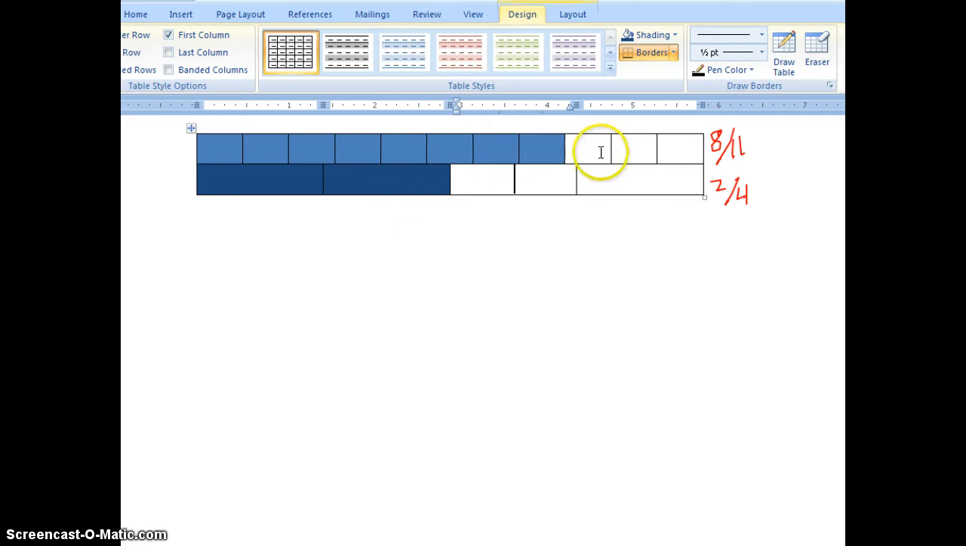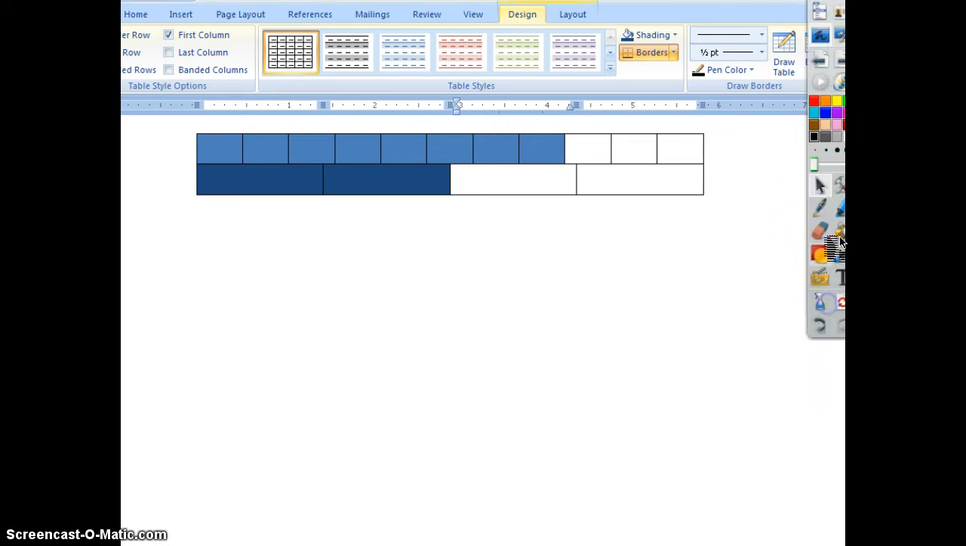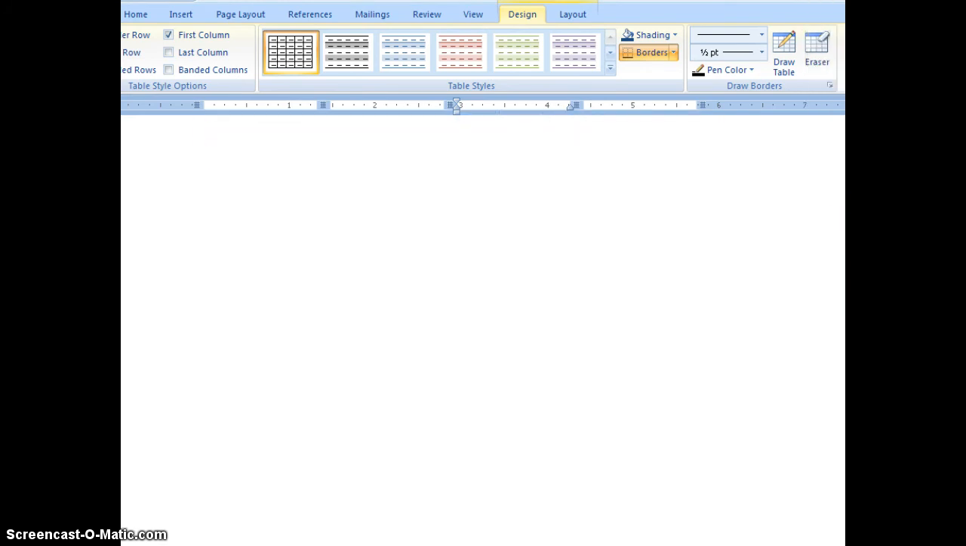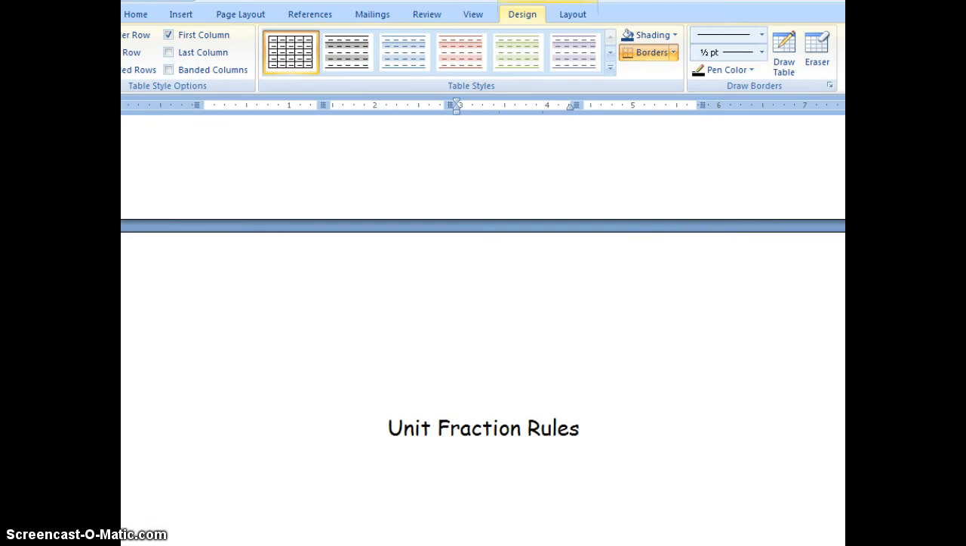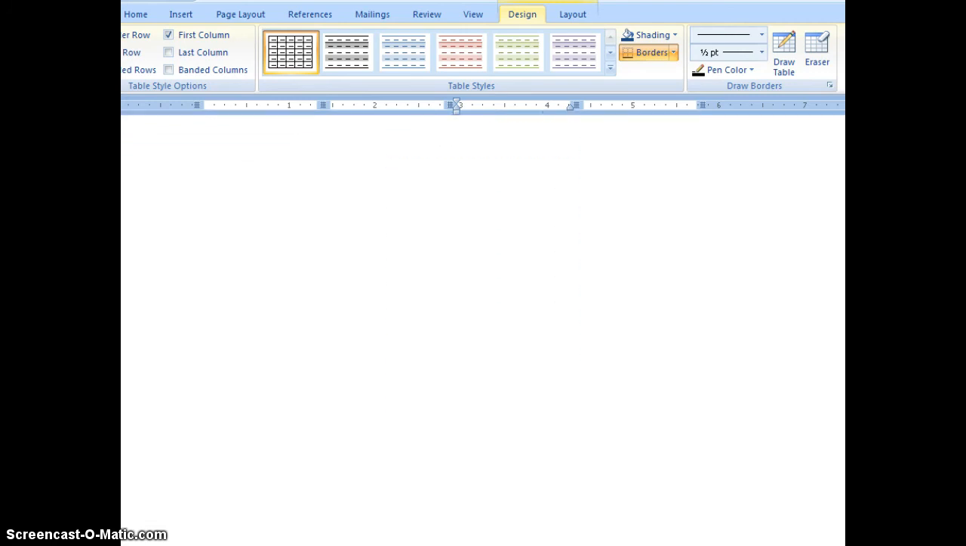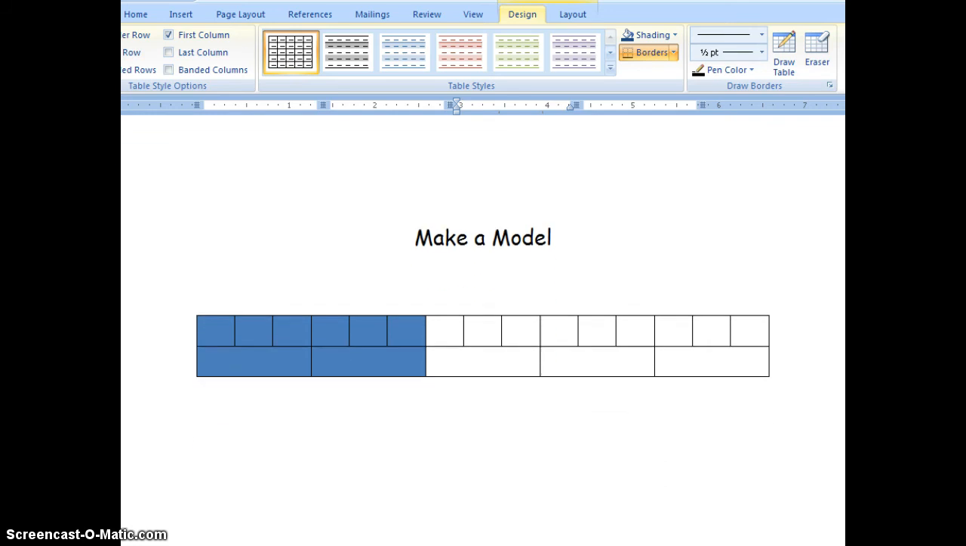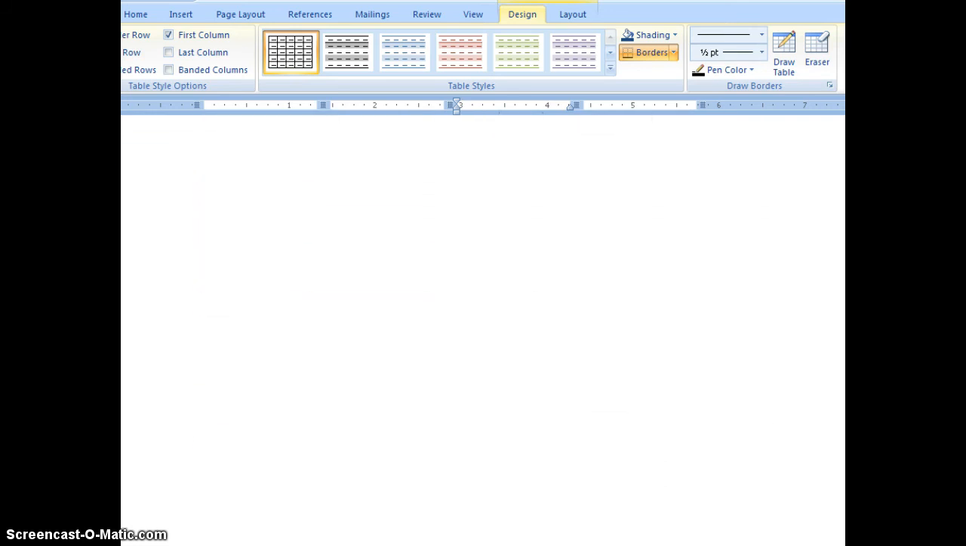And here it's obvious that 8/11 is greater because you've got all this part here that's greater. So 8/11 would be greater than 2/4. So a model would be one way that you could do that. Now let me clear my board. And then there is one last way that I'm going to show, and that's going to be coming up with like denominators.